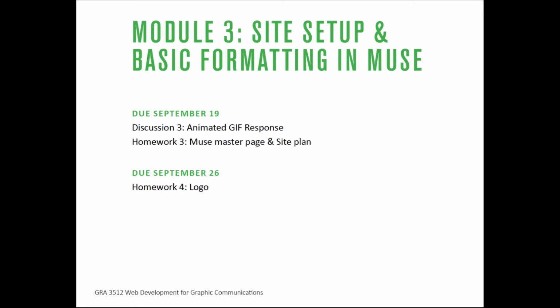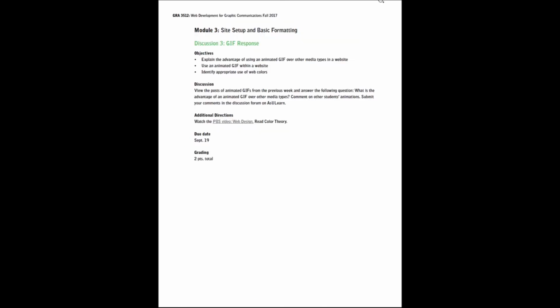What's due in this module? You have 2 weeks to complete it. And the first week, you will just go to discussion 3 where you've already submitted your animated GIF that is appropriate for your website. And I would like for you to post a response to a classmate's GIF. And you can look on the assignment sheet. And let's actually hop over there. For the discussion 3 GIF response, you want to explain the advantage of using an animated GIF over other media types. And then submit your comments here at this time.